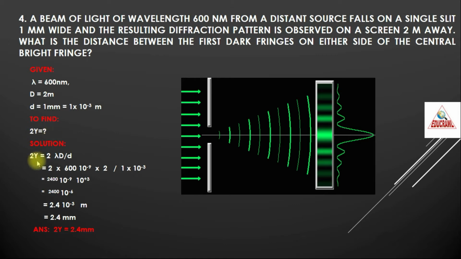We know the formula 2y is equal to 2 into lambda capital D by small d. Substituting the lambda value, capital D value and small d value, we get 2y is equal to 2 into 600 into 10 power minus 9 into 2 divided by 1 into 10 power minus 3. Simplifying, we get 2400 into 10 power minus 9 into 10 power 3, which is nothing but 2400 into 10 power minus 3, which is nothing but 2.4 into 10 power minus 3 meter, or it can be written as 2.4 millimeter. So the answer is 2y is equal to 2.4 millimeter.